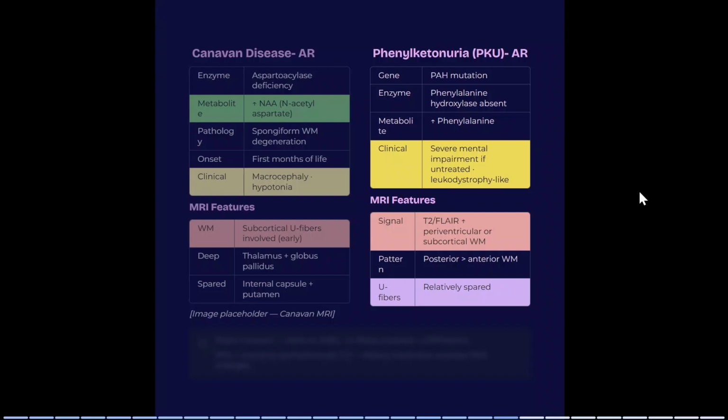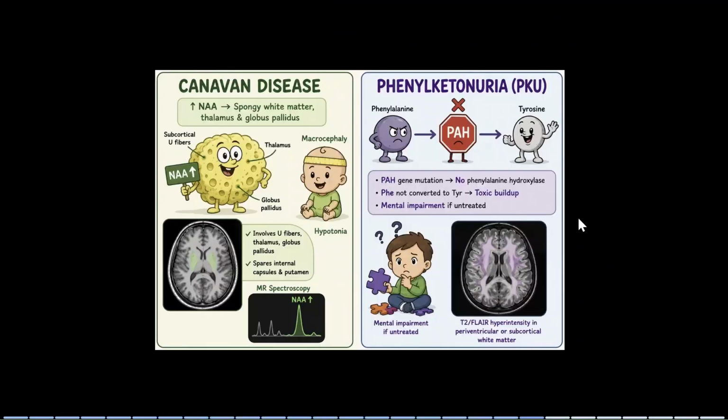Now, when it comes to the diagnosis, in Canavan's, MR spectroscopy plays a very critical role, in which there will be a peak of NAA. So in the exam, there are mostly 2 to 3 clues mentioned, like macrocephaly, sometimes hypotonia, a small child or infant, and some hint about NAA, N-acetyl aspartate. So when it comes to Canavan, think about N with 3 A's in the name. NAA should blink in your mind.